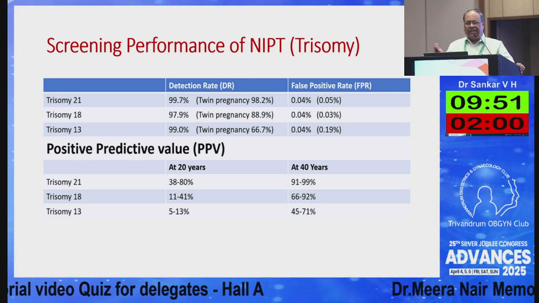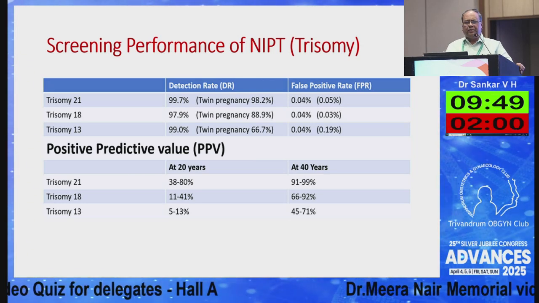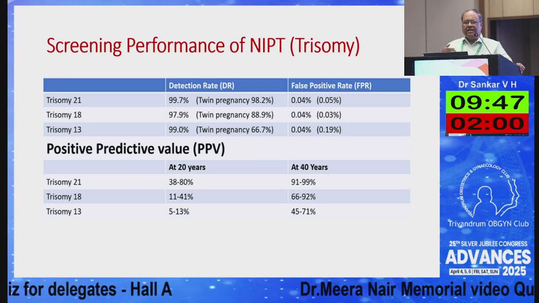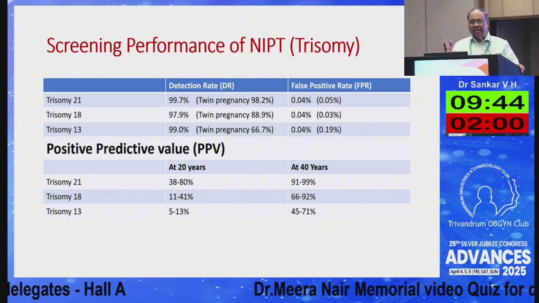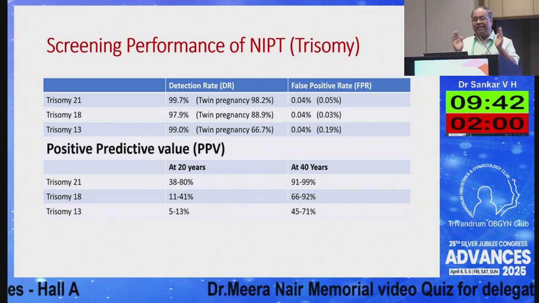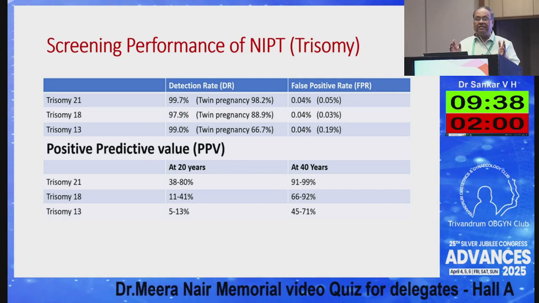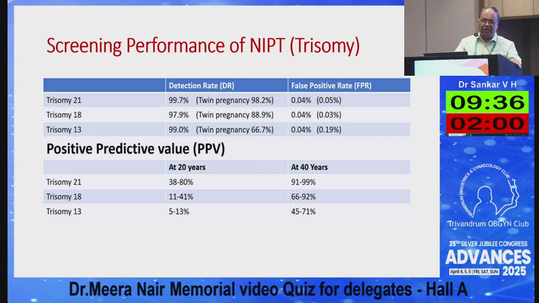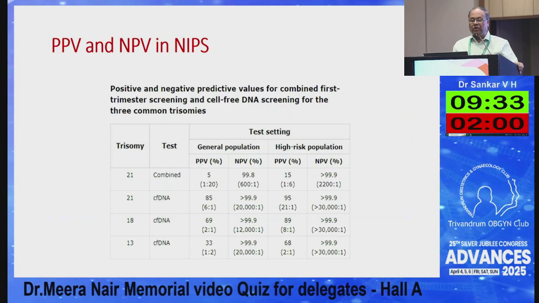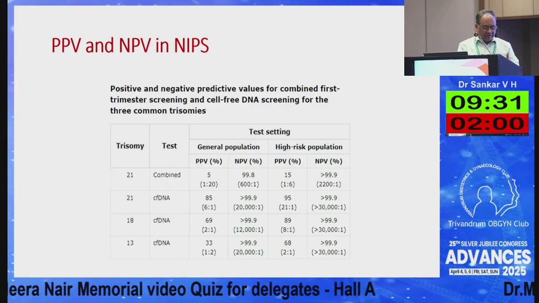For trisomy 18 I have given some figures, and for trisomy 13, because trisomy 13 is an extremely rare condition, and 18 is also rare. 21 is high. So generally speaking, for trisomy 21, in a little bit older age group, NIPS is a reasonably good test. That is the message I want to give you. Okay. So this is again the same slide in a different model.